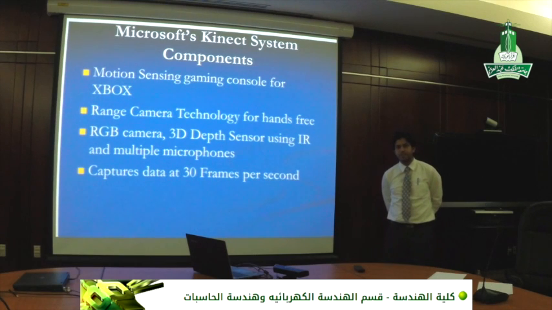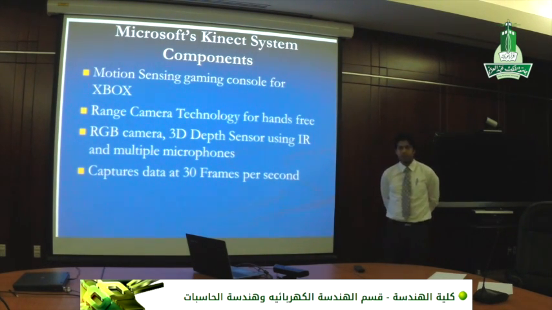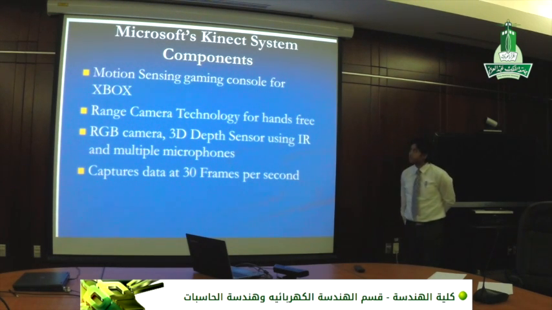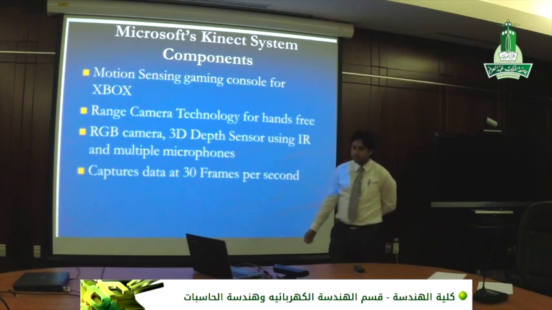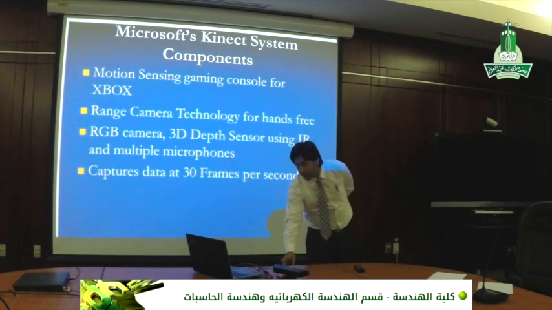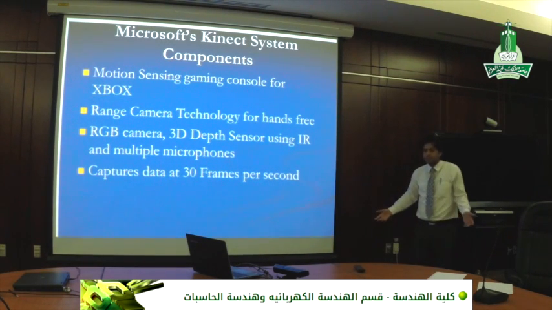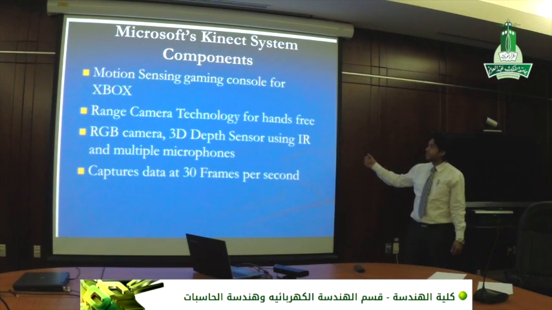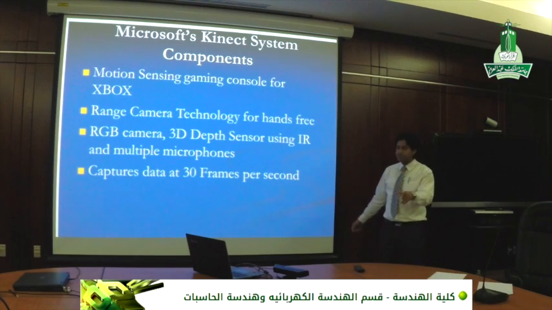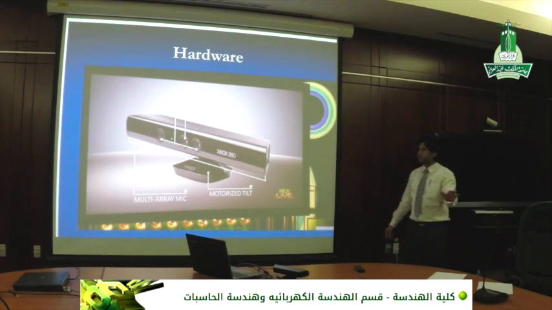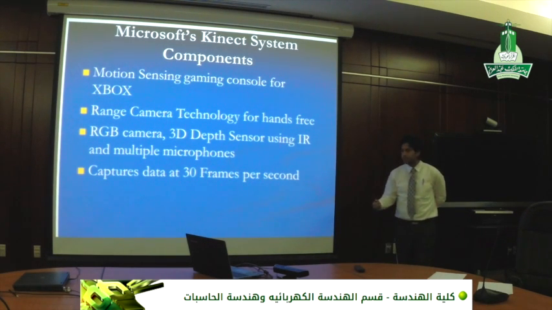Very few studies have been conducted, and none of them were for this motion analysis using Kinect or these markerless systems. Now I am talking about this Microsoft Xbox that is available here on the table, and why and how it works. It's a motion sensing gaming console for Xbox that is sensing me in front of it. It provides range camera technologies for hands-free movement, and it consists of an RGB camera, a 3D depth sensor, and multiple microphones for audio commands and other things.